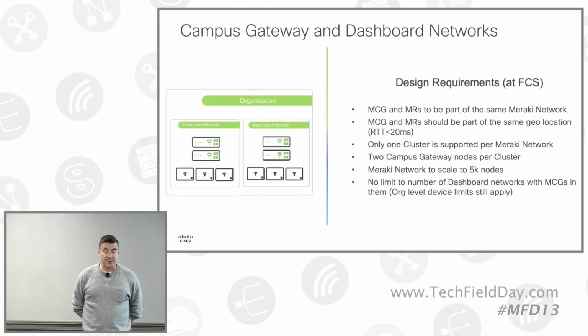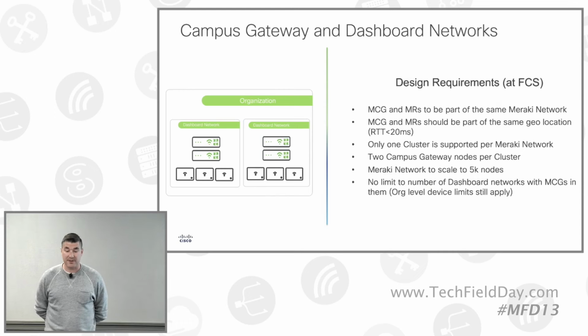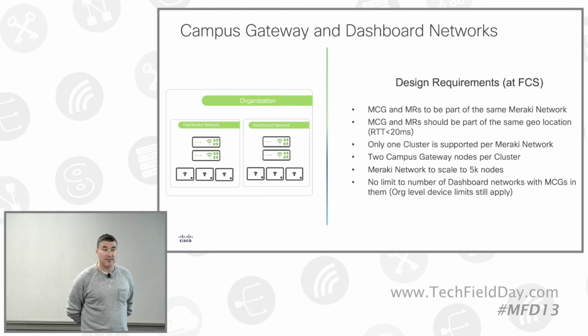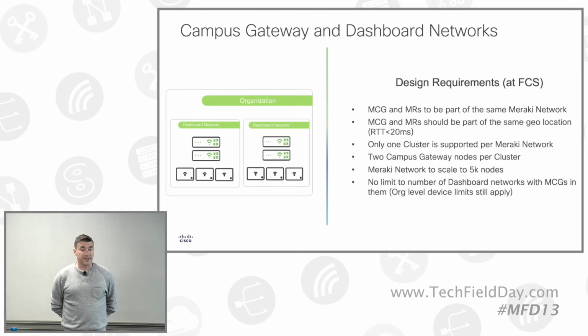And there's no limit of dashboard networks with MCGs in them, right? So if you have 30 networks for 30 buildings and you want to drop a Campus Gateway in each building, you can do that. There's no limitation of number of nodes, but there is that org level device limit that still does apply. Any questions on that? Let me pause there. I threw a lot of requirements at everybody.